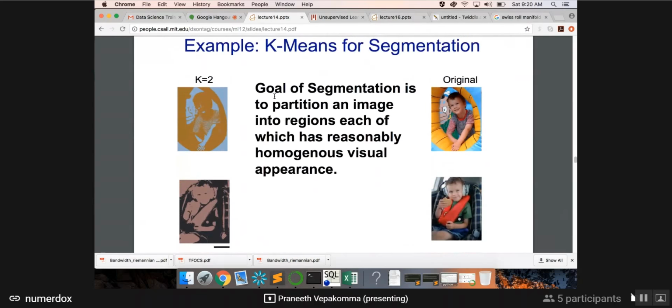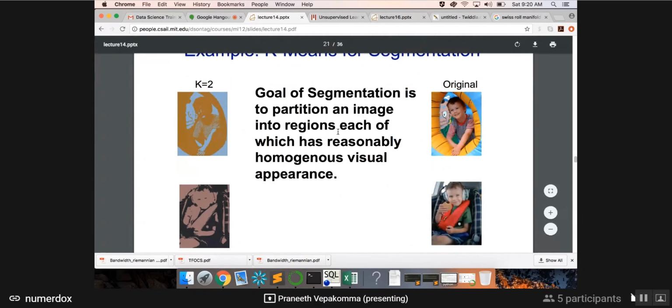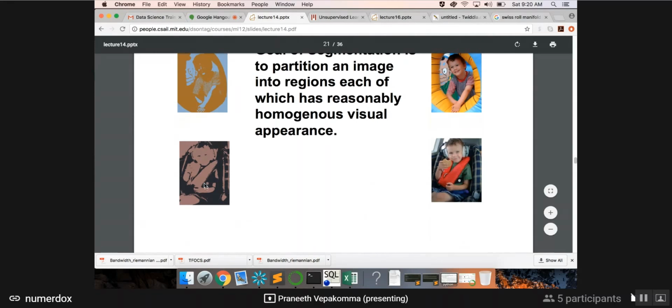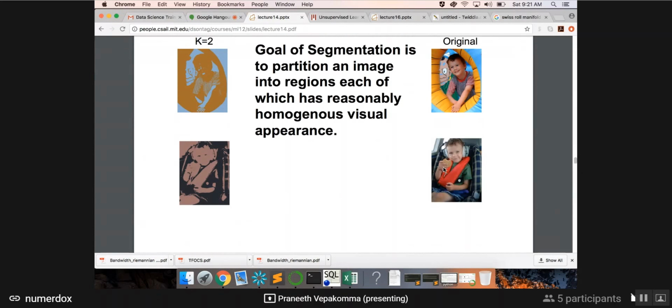Again, examples. This is k-means applied to these images. The goal of segmentation is to partition the image into regions which are homogeneous in visual appearance. For 2 clusters, it encoded this yellow patch as one cluster and the background as the other. This was your original image. These are the 2-cluster results. There are only 2 colors here, 2 clusters, and this is what happened for k equal to 2.